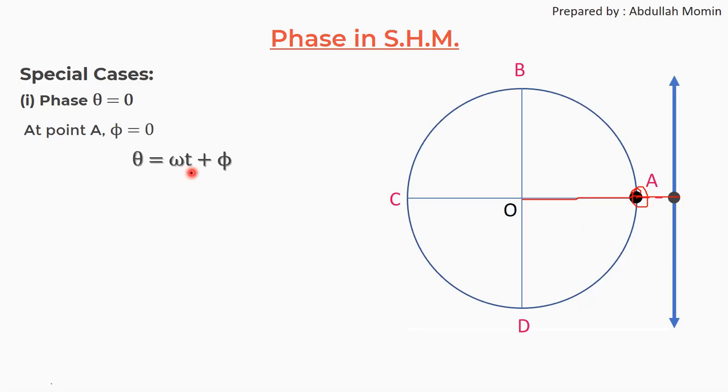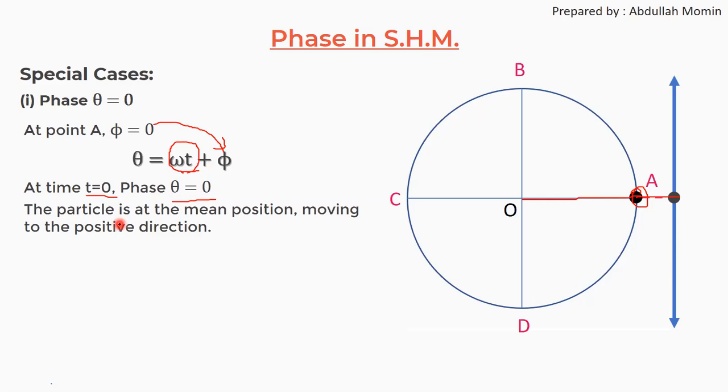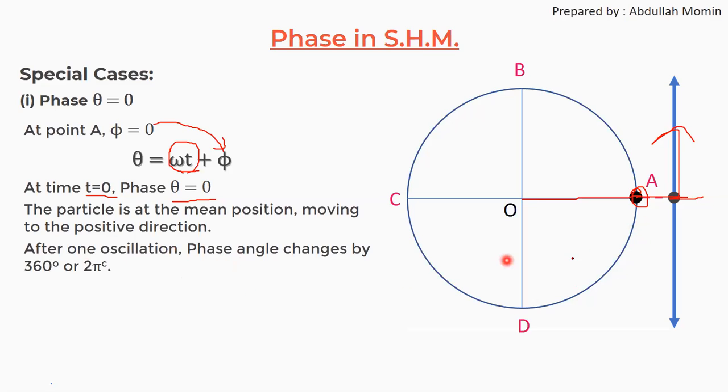Now the particle didn't start its motion yet, means the time is 0 and this value of phi is also 0. So the total angle covered is 0. When you put the value of t as 0 and phi as 0, we will get theta 0. Theta is 0 means phase is 0. So we will say that the particle is at mean position moving in the positive direction.